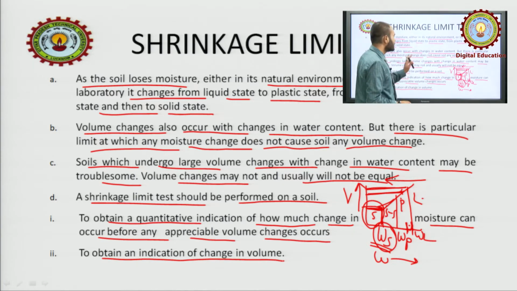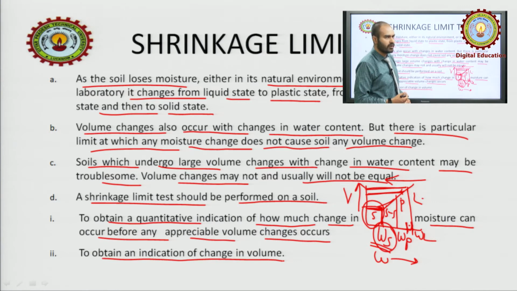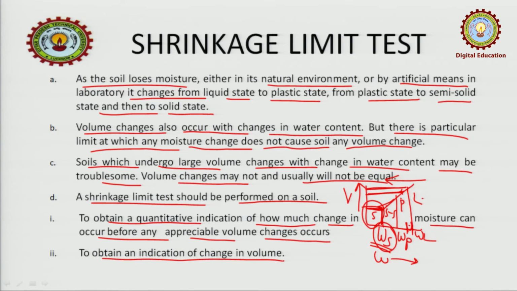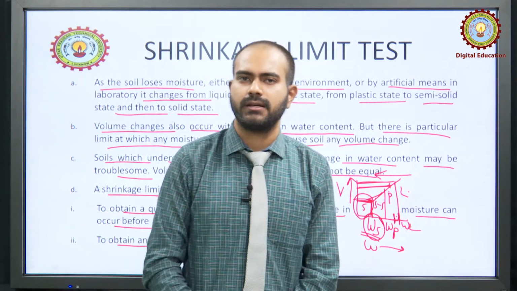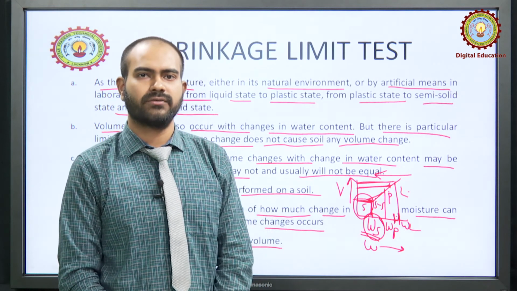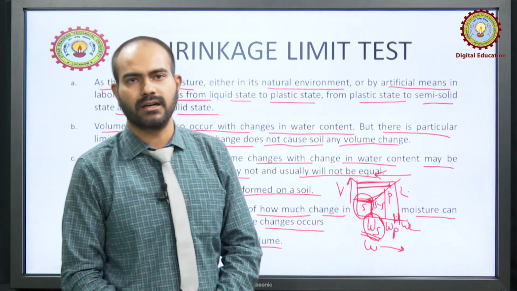So mainly the shrinkage limit is important because a number of soils which have a high shrinkage limit, or a high volume change due to change in the water content, are not suitable for construction of buildings. They are very liable to swelling. This means that they will cause different harms to the building, that may be cracks. Generally cracks are encountered in such cases.